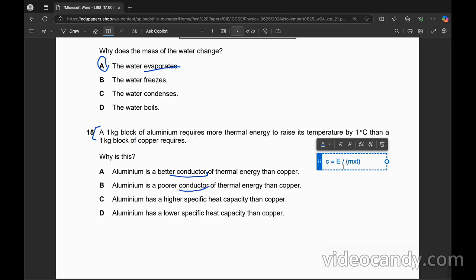So it just requires more energy, which means it is directly proportional to specific heat capacity. So then it means that if aluminum requires more thermal energy, then it has a higher specific heat capacity. So that would be C.